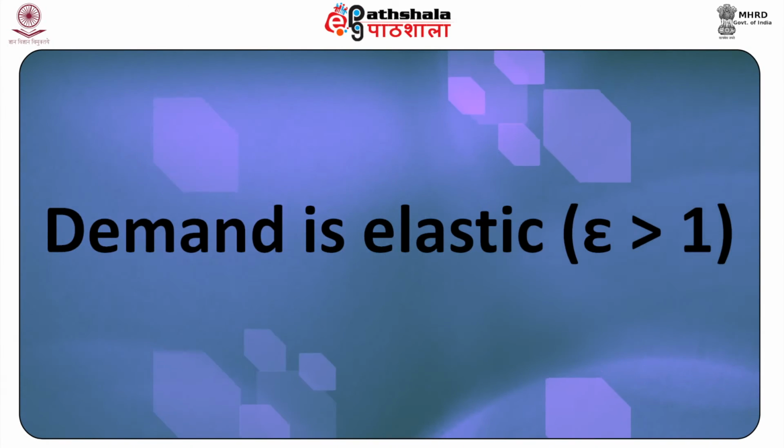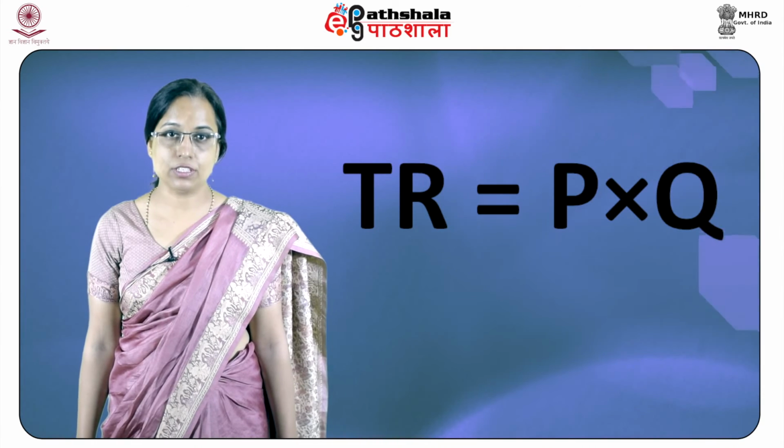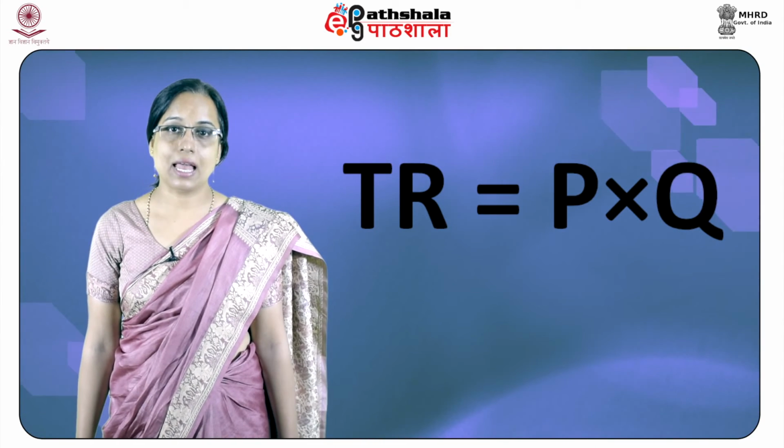Case 2, when demand is elastic. Recall from our discussion above, in this case dQ by Q is greater than dP by P. That is, the magnitude of the price effect is now less than the magnitude of the quantity effect. This pulls TR in the direction of the change in quantity as the quantity effect is dominant. In this case, as price increases, quantity decreases and total revenue decreases. In the opposite case, when price decreases, quantity demanded and TR would increase.